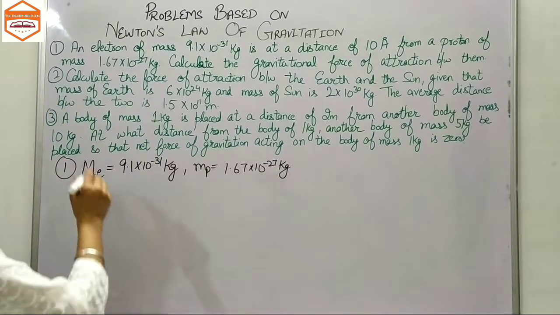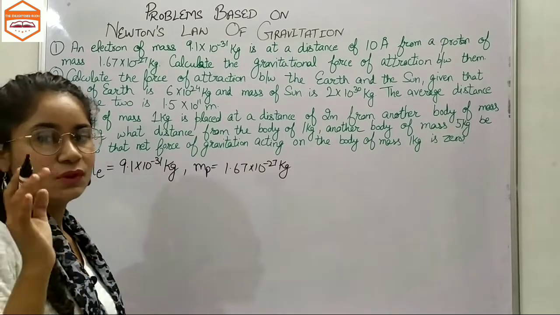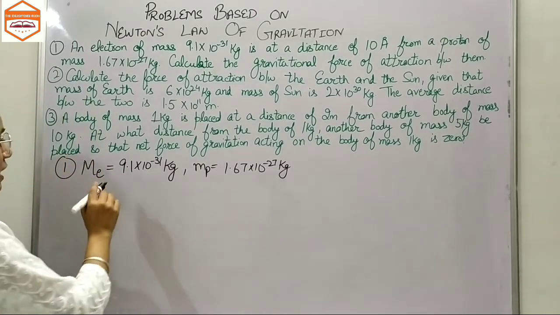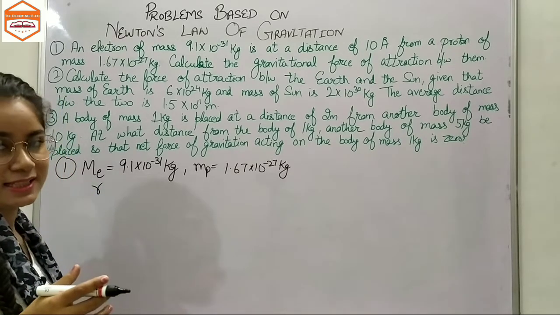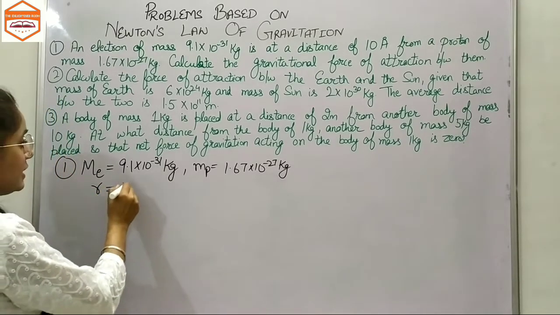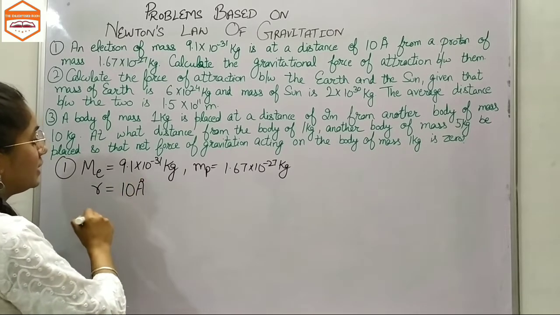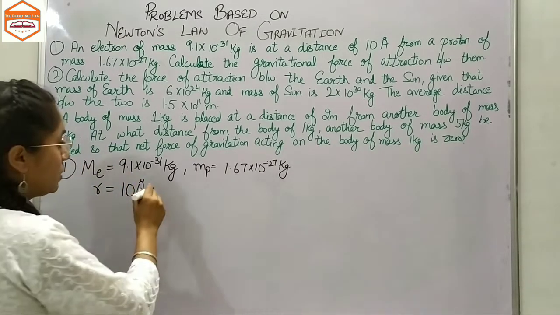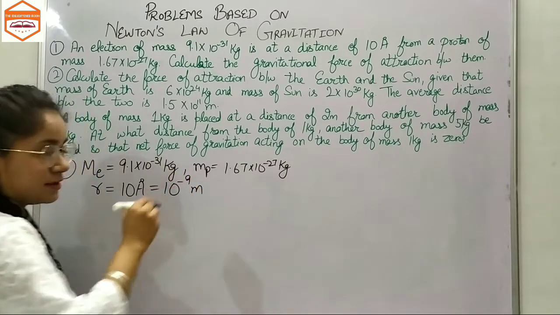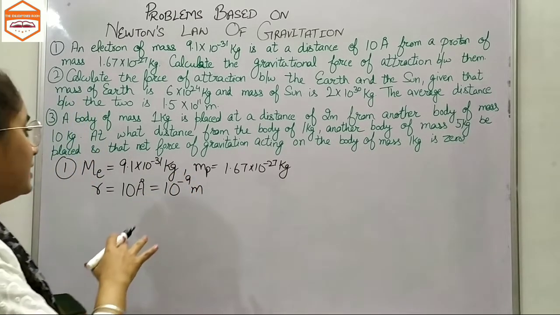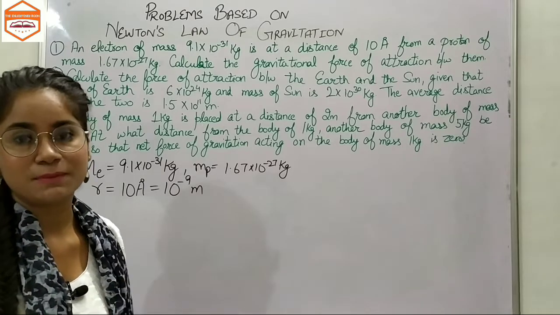And we have distance. If you remember, we used to write distance by r. You can also write it as d. So it is 10 angstrom, and 10 angstrom equals, you all should remember, 10^-9 meters. Okay, we have converted these units from angstrom to meters.